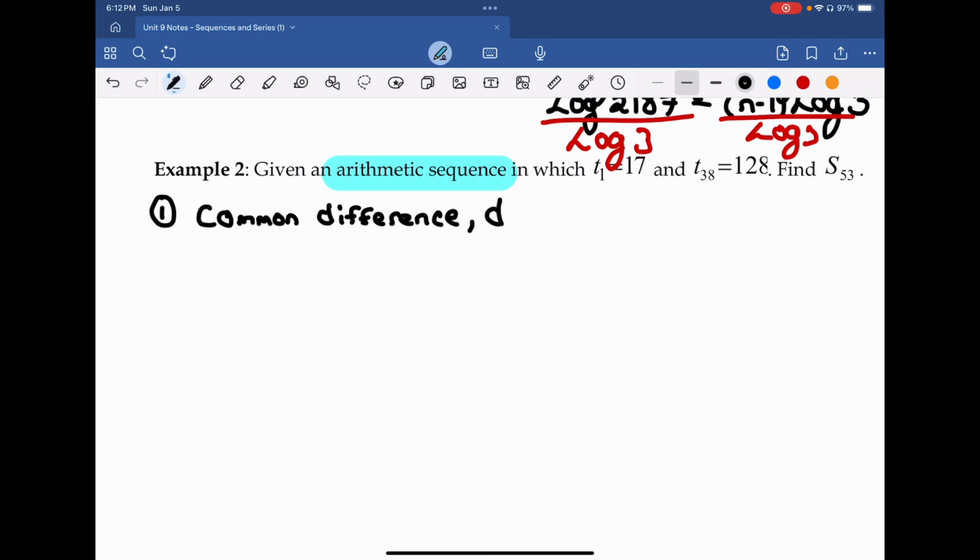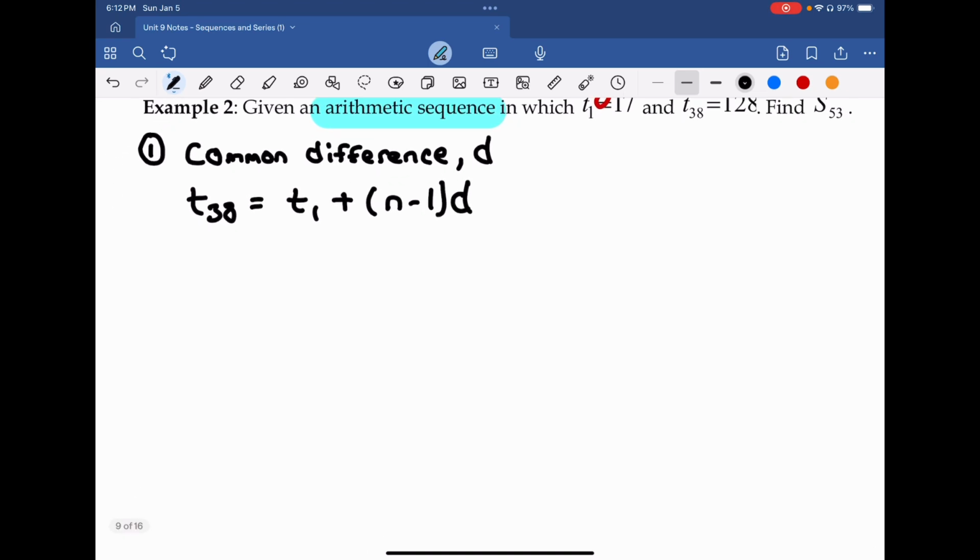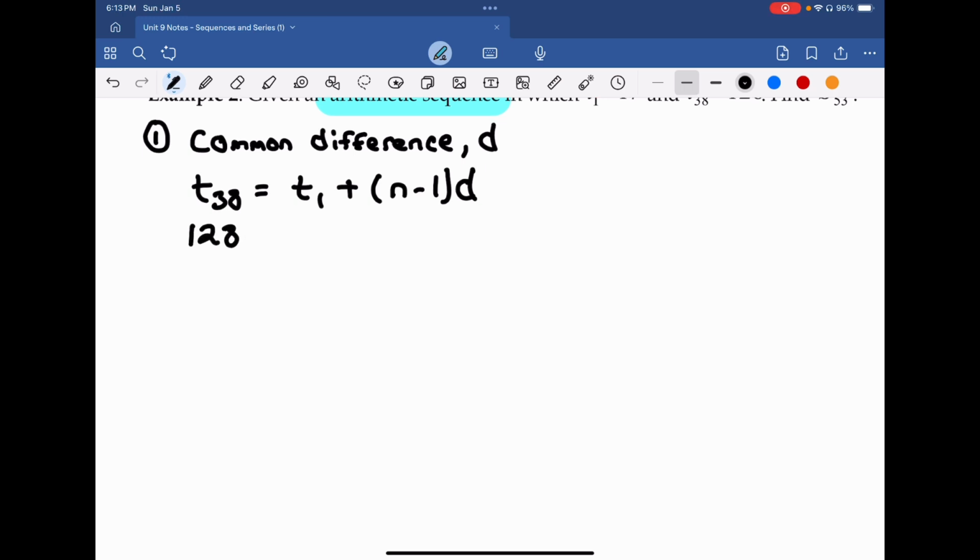And this is measured by D in the arithmetic sequences. What we're going to do is take that T38 and equal it to the T1 plus our n, or number of terms, minus 1 times the common difference. Now, they told us T38 is 128. They also told us T1 was equal to 17. We don't know the n, so we're going to leave it as this.